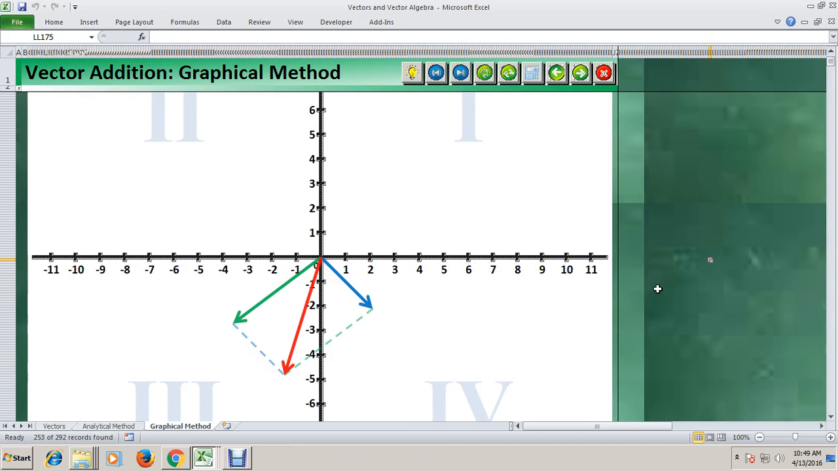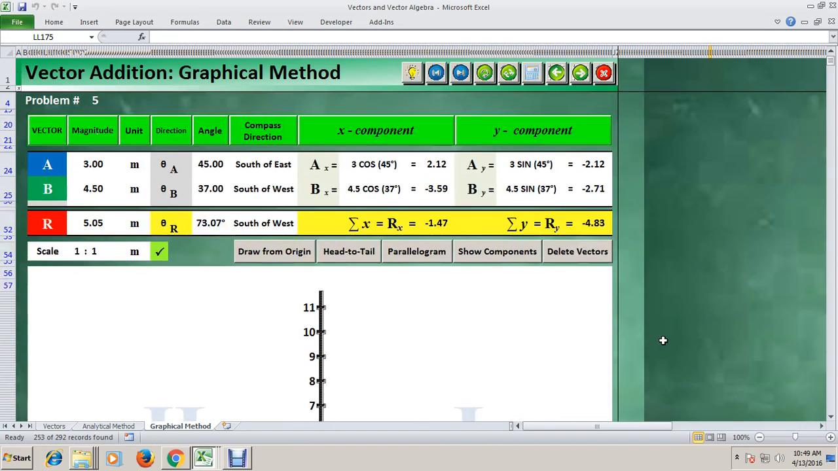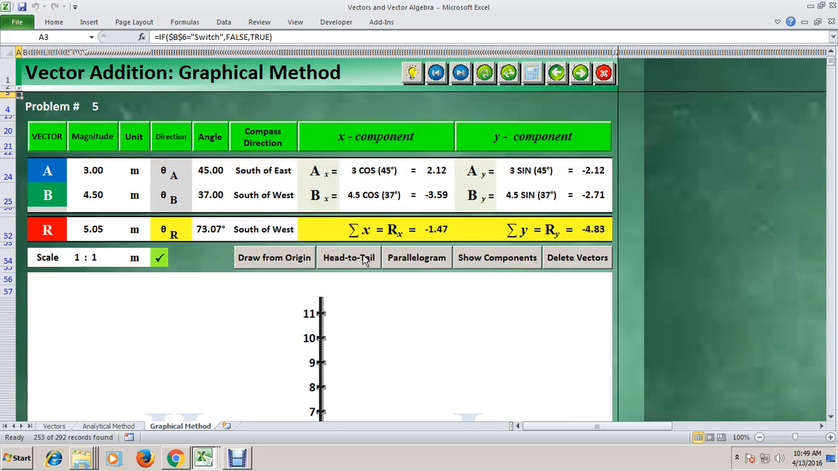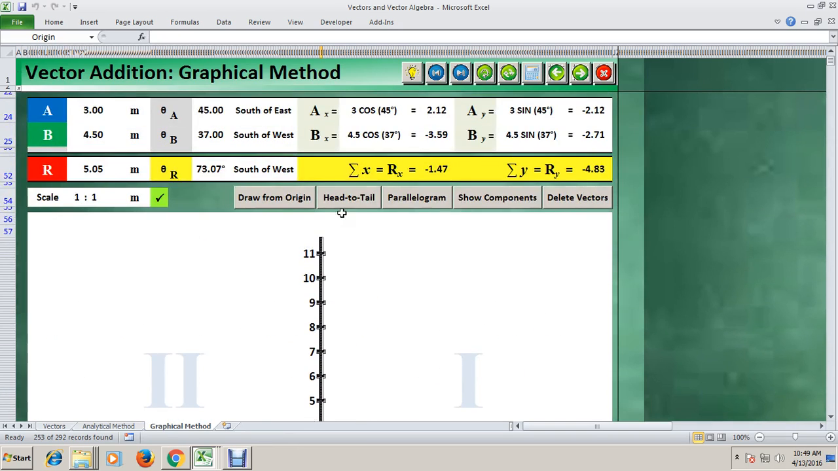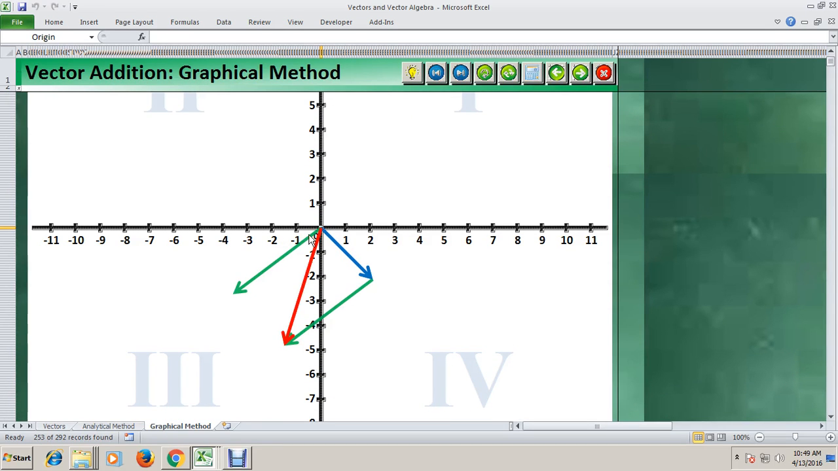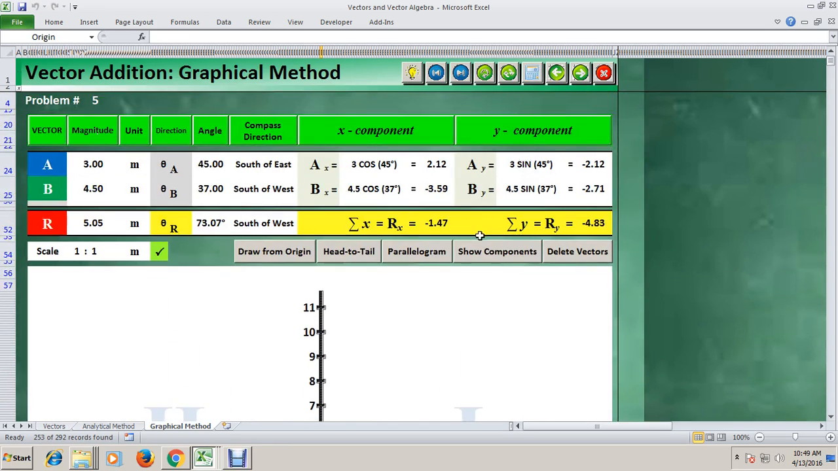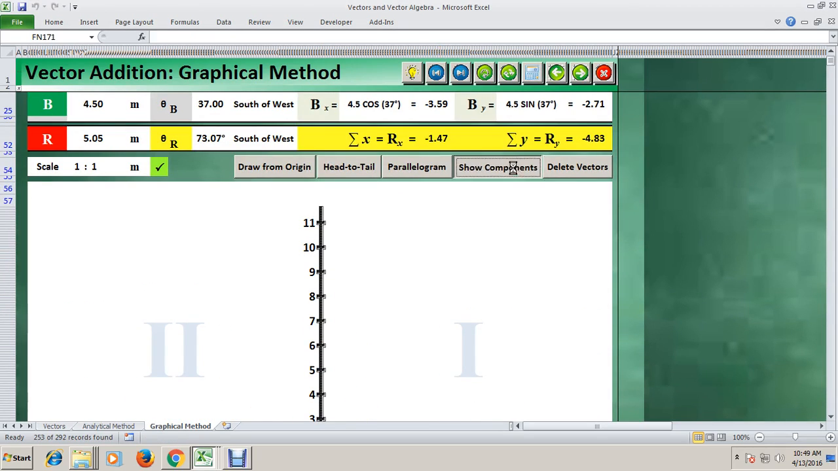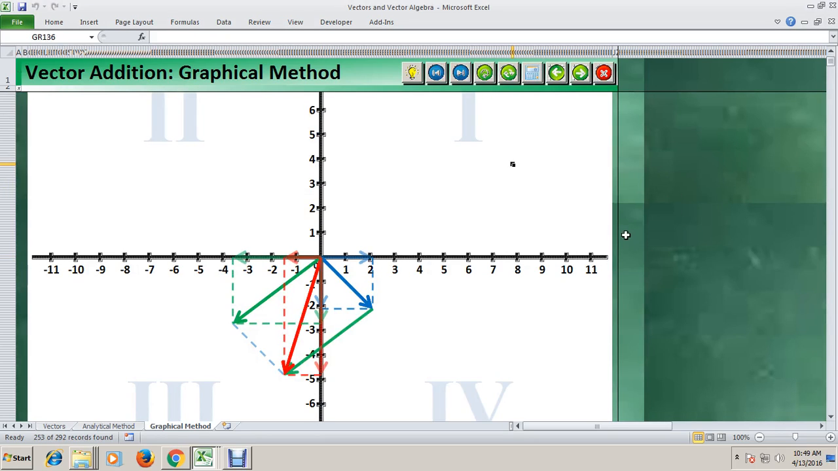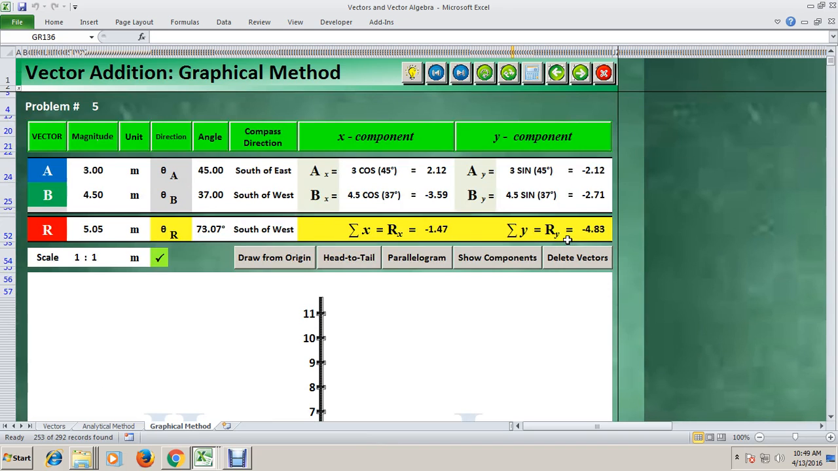This is actually the example that I presented to you a while ago. If we're going to draw this head to tail, notice that we end up with the same vector arrow for the resultant vector. If we draw this from the origin, if we draw this using the parallelogram method, and finally, if we show the components of each vector, notice all the details that we have included in drawing our vectors.